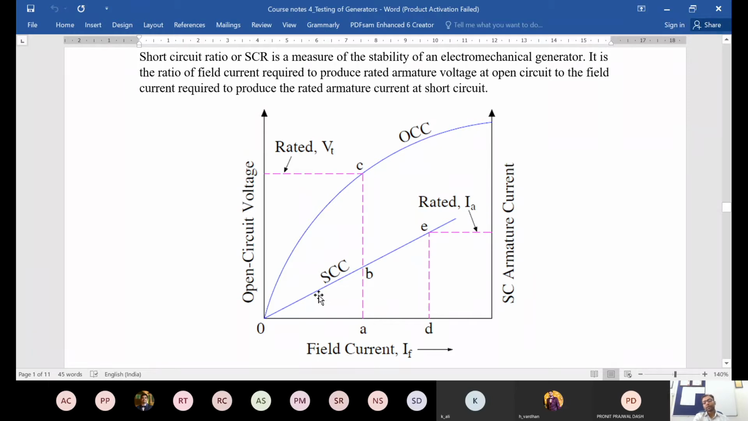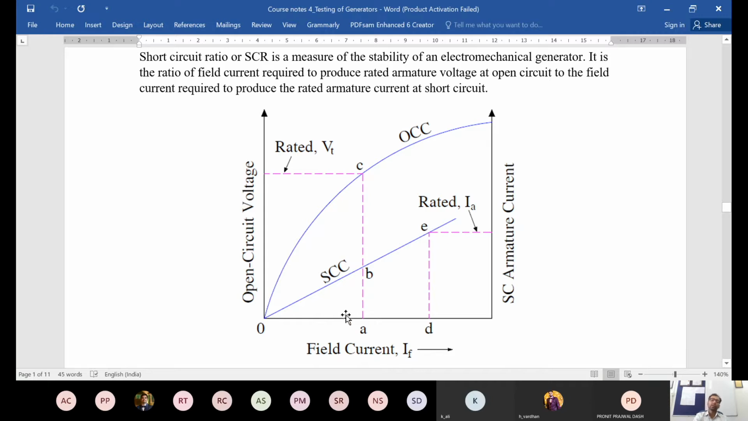Then the second curve comes from the short circuit test. In this case, you short the armature terminals, that means they are connected together just with a conductor without any load in between. Here we want to flow the rated armature current in the armature terminals. So again we vary the field current till the rated armature current flows, and for that rated armature current you get this type of graph.